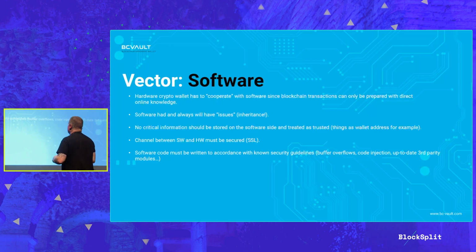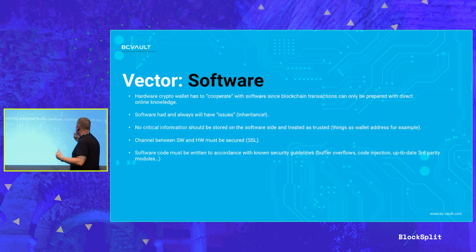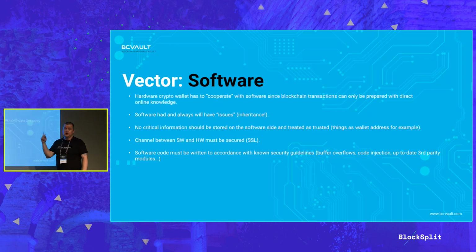And of course, software code must be written with the security knowledge already in your mind. There are a lot of things that you can buy off-the-shelf, security scanners, source code scanners, stuff like that, that will give you the most basic stuff like code injection, buffer overflows, and most important thing, up-to-date third-party software.